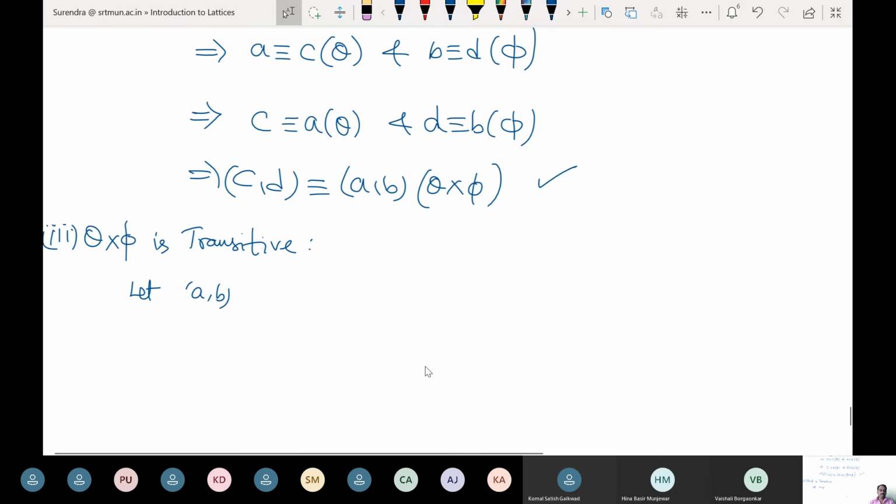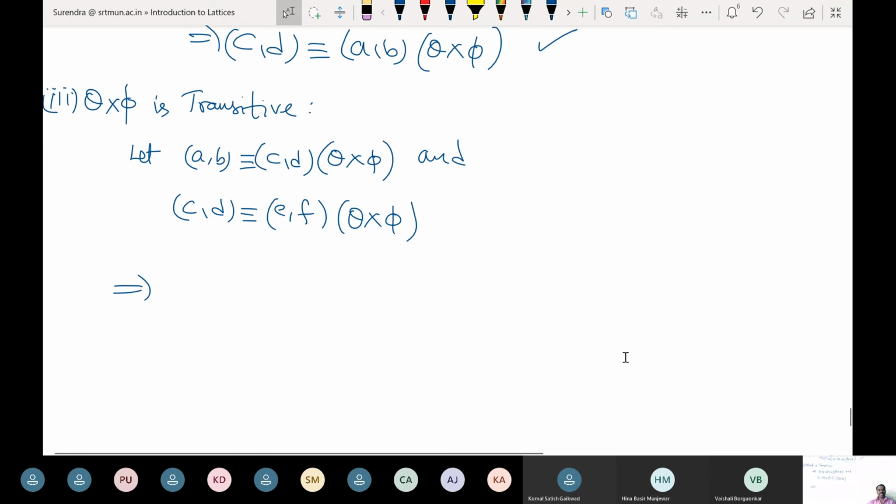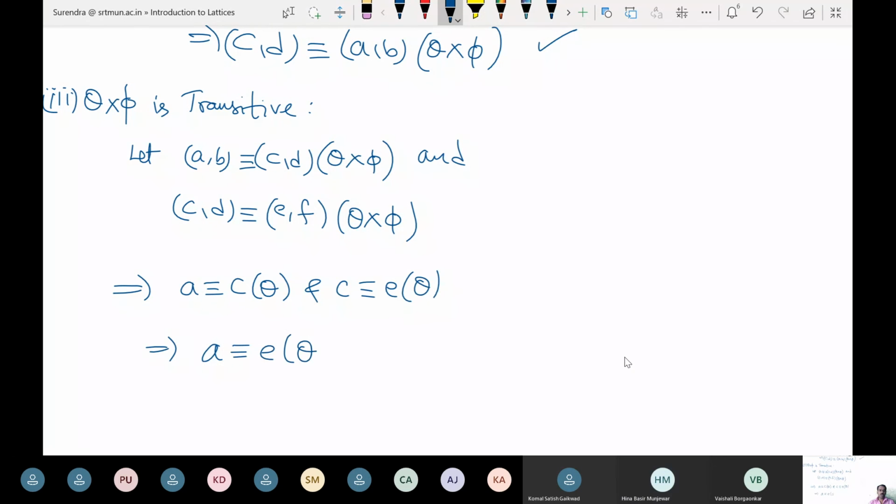suppose (a, b) is congruent to (c, d) modulo theta cross phi, and another one, (c, d) is congruent to (e, f). Then using the fact that theta and phi are congruence relations, we get that a is congruent to c modulo theta and c is congruent to e modulo theta. That shows that a is congruent to e modulo theta.